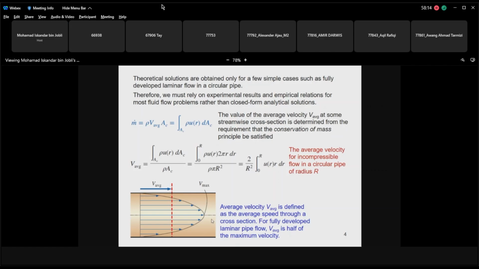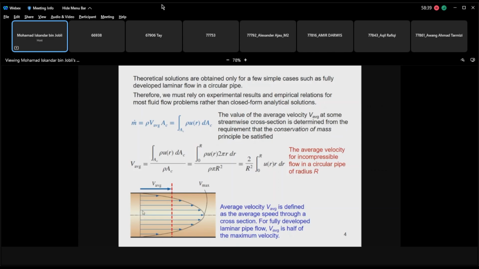Do you understand that, fellas? You have water flow inside a pipe. Due to the friction on the wall, it reduces the velocity. So the farther away it is from the side surface, the higher the velocity is.